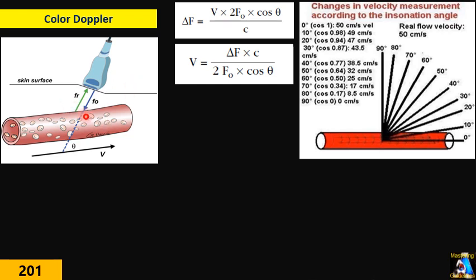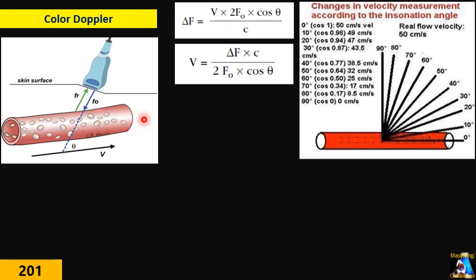So because of that principle, we try to make the angle between the sound wave and the moving object as small as possible. Because if it goes parallel to the direction, if you do imaging, for example of the SMA, we can make the sound wave completely parallel to the vessel.